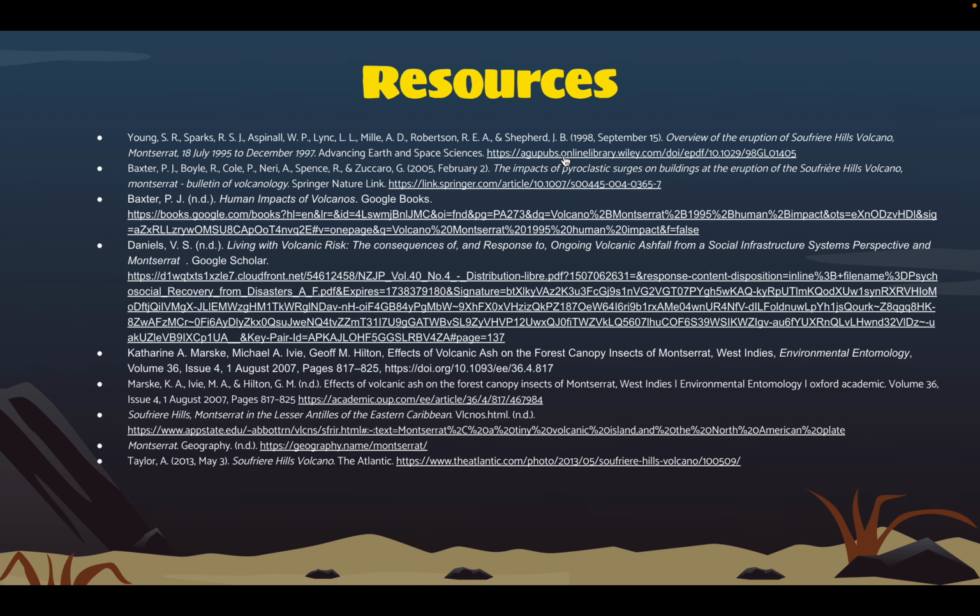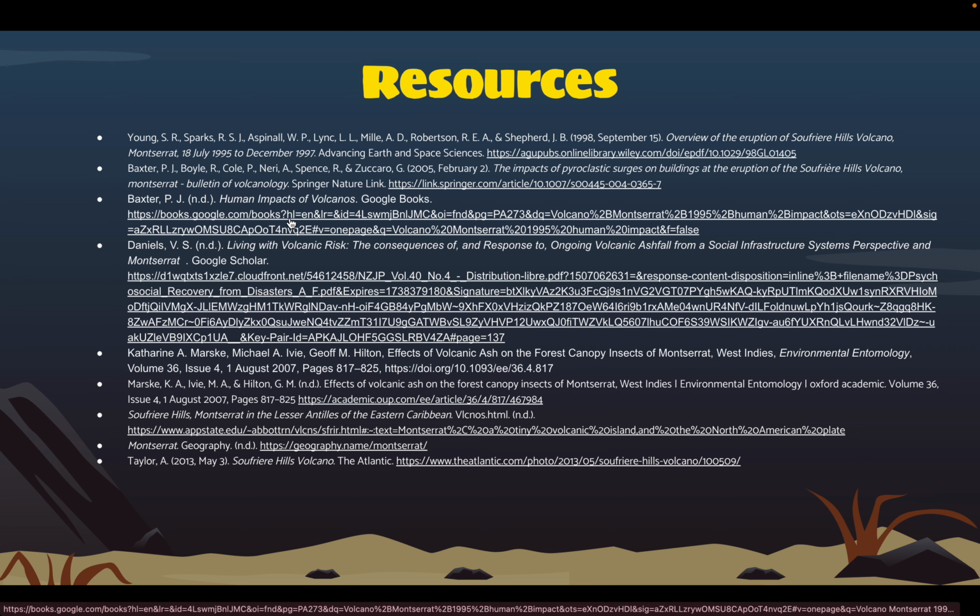And in terms of resources, in this first one, if you want to find anything more about what led up to the volcano or any of the activity and some of the settings, you can look in here. And in terms of the impact of the pyroclastic surges, you can look at this one in terms of building damage. This is where I pulled the images of some of the corroded buildings. And in this one, you can find the impacts of the ashfall.